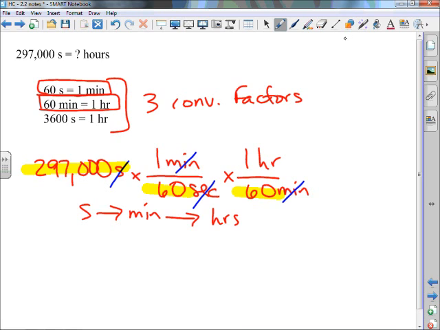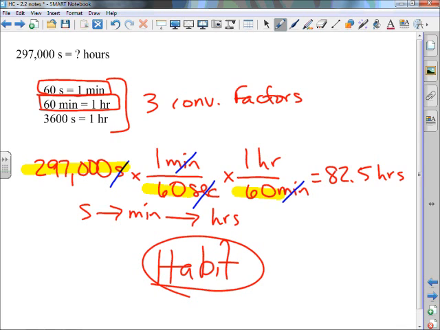And if you punch it up in your calculator, it is 82.5 hours. Now, you might be thinking, yes, I could have done that in 5 seconds. Punch in the number, divide by 60, done. You're absolutely correct. But what we're trying to do is set up a process, a habit for solving more difficult ones involving chemistry concepts down the road.